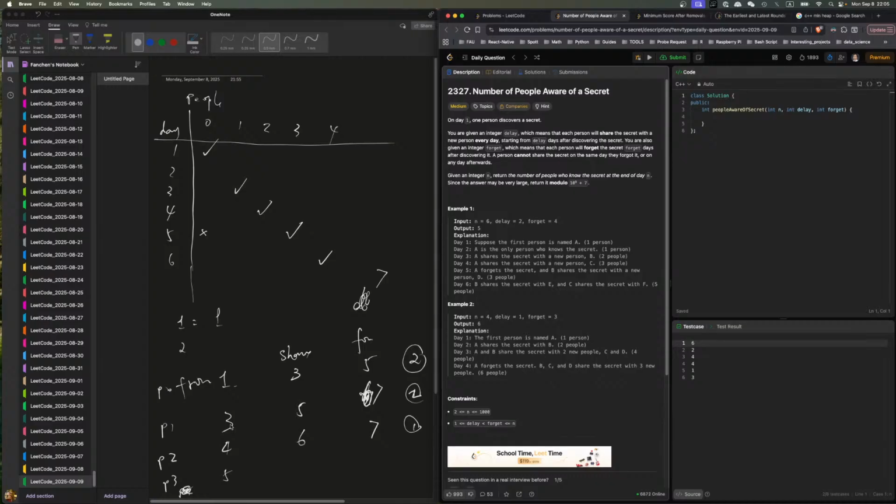Oh, forget. I forgot the forget part. Well, someone forgets, which means at the end they won't forget, but these still are there. So we do have a P4, which starts at 6.